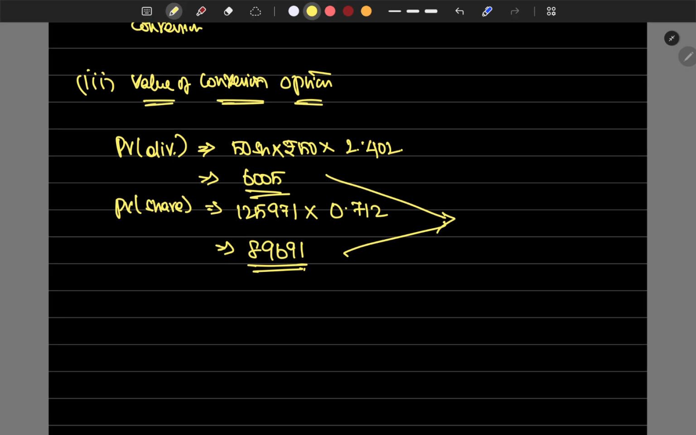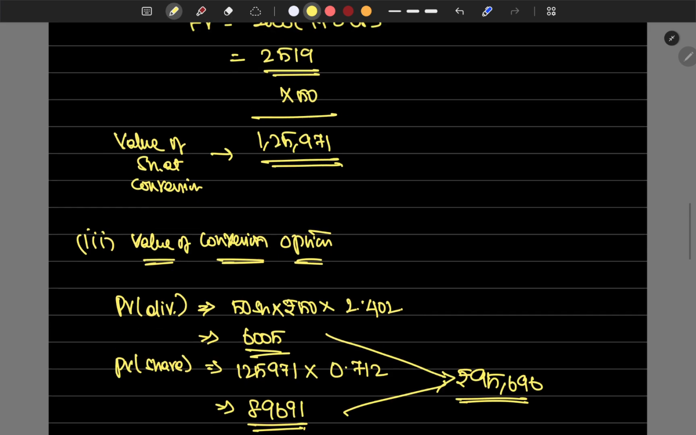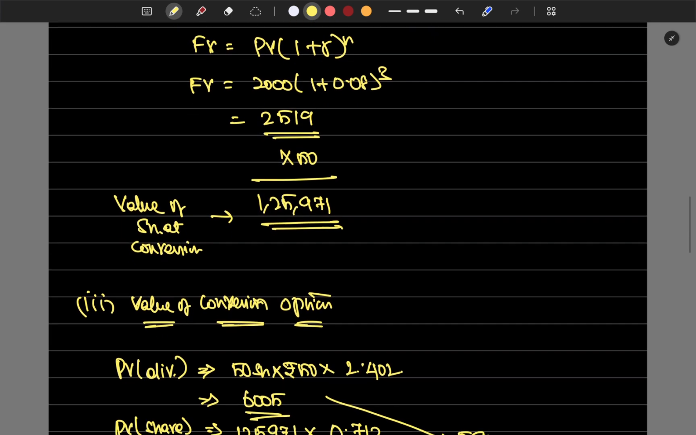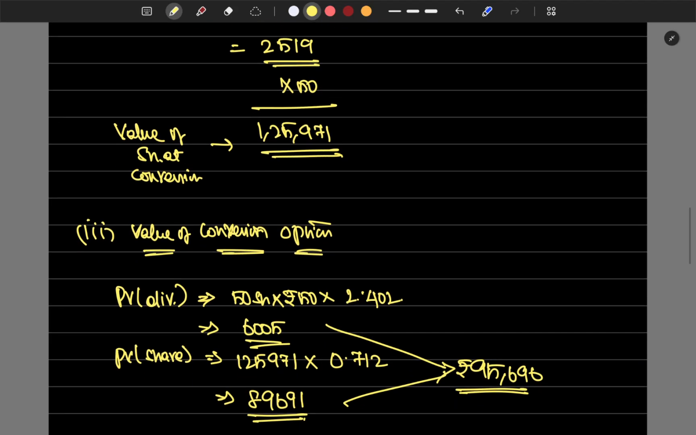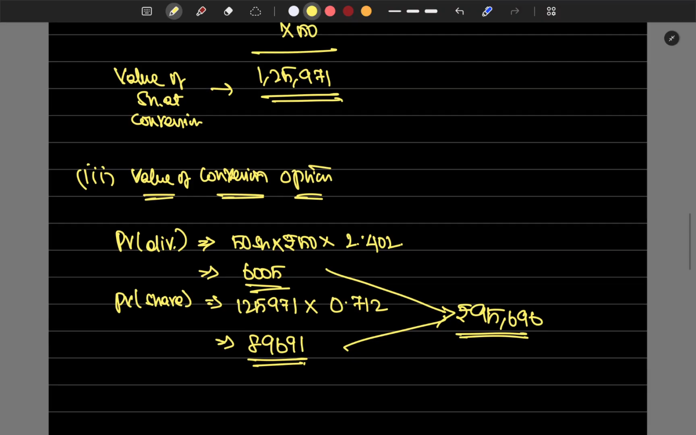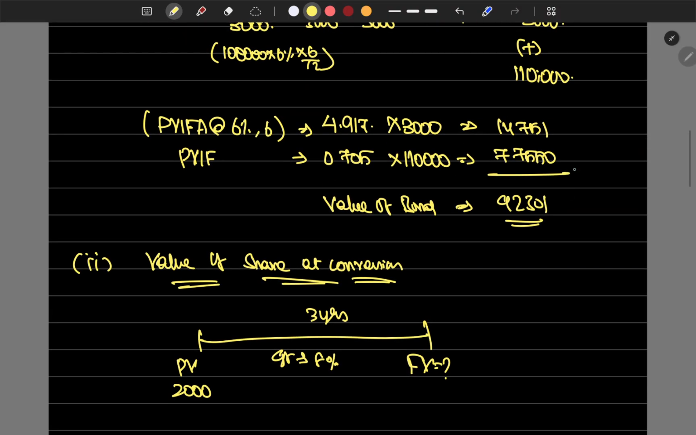Right, now total up. This is the value of shares at the end of the 3 year period, including the dividend value also. Right, 6005 plus 89691, which is 95696, the value of shares. Sorry, the value of conversion option. This is the value of shares and this is the value of bond.